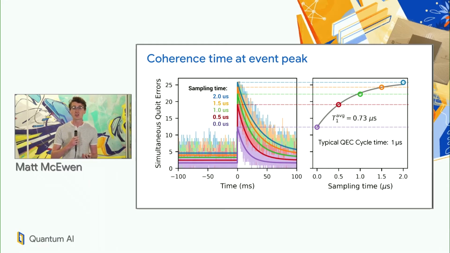And so this is really concerning because 1 microsecond is an important number. It's the typical cycle time for a QEC experiment. So we can understand that an event like this is not going to be correctable, survivable by a QEC code.